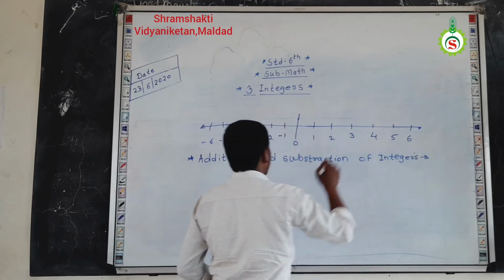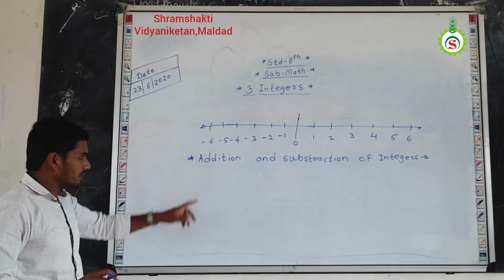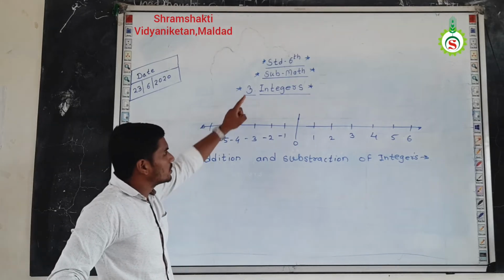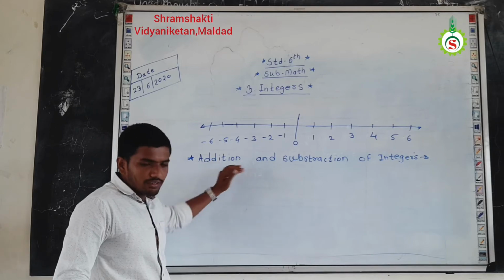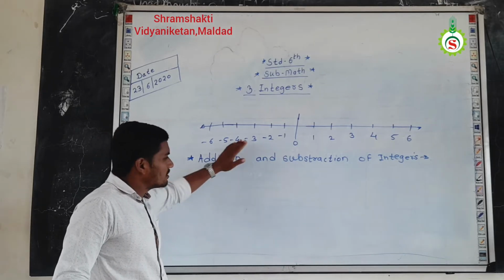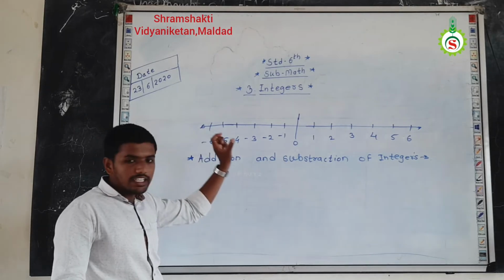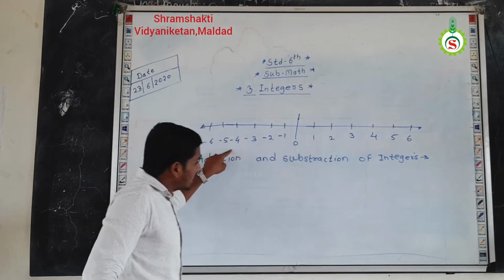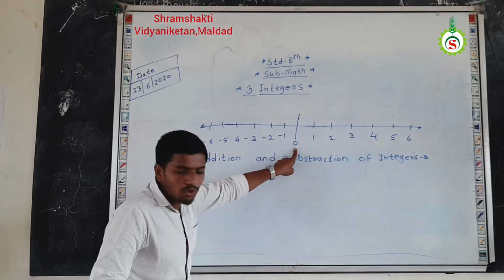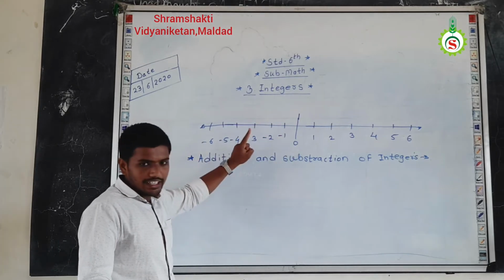Addition and subtraction of integers. That is the main topic which we have to learn in the 6th standard. Before starting addition and subtraction, I have given a brief idea about the integer numbers. Integer means both positive numbers and negative numbers. Also, 0 will be there in the integer numbers.